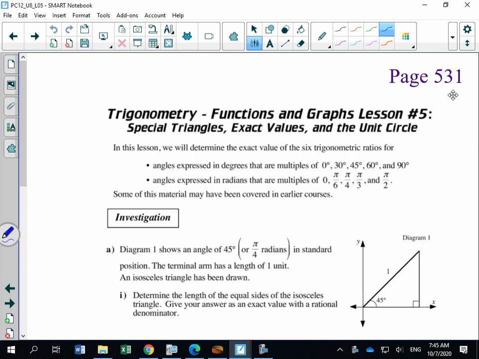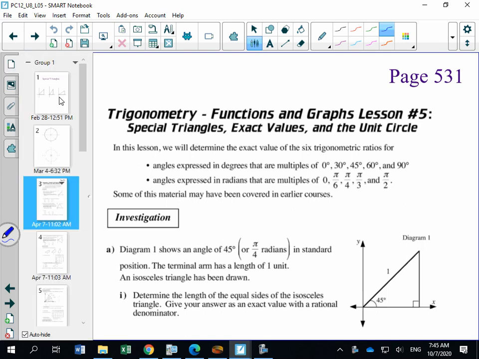So we've already constructed the unit circle in radians and in degrees, and now we're going to put the points on the unit circle. I'm going to do this lesson in about 2 to 3 videos I'll make. And how I always start is with a review of special triangles.